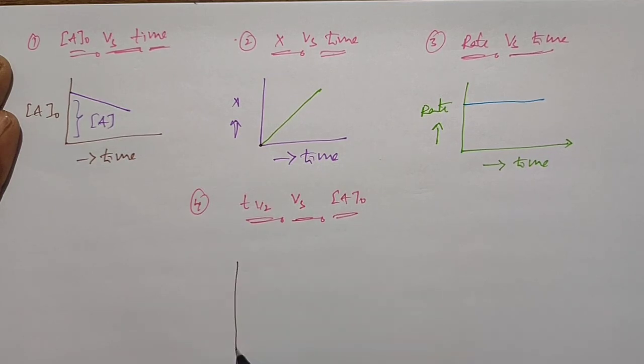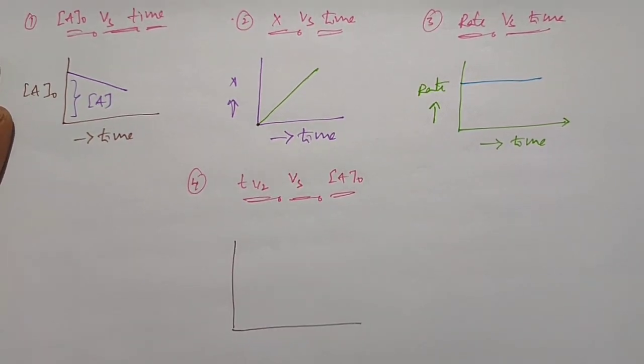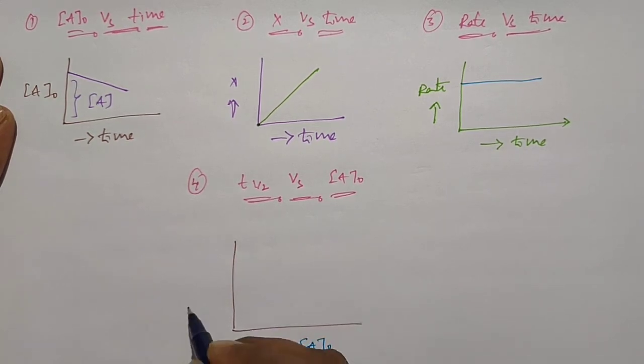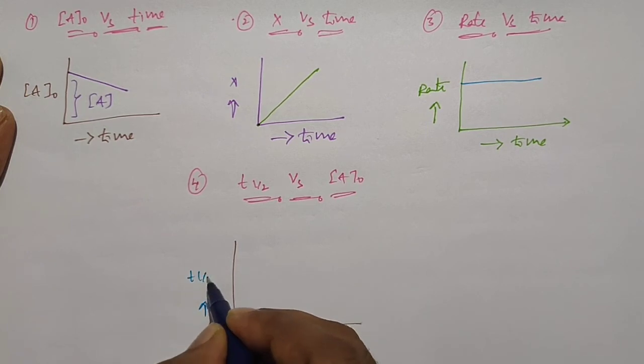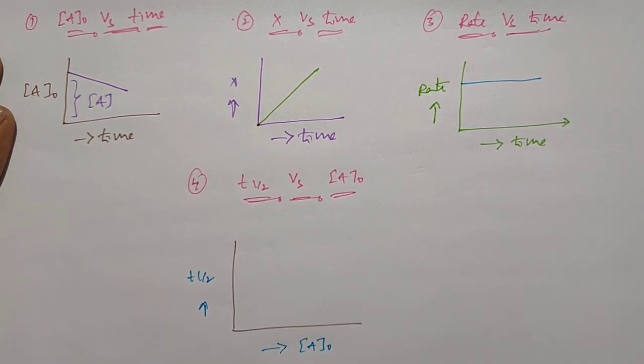This is the graph. Here on the x-axis I take the initial concentration, on the y-axis I take the half-life period. Then we get a straight line passing through the origin. So these are the few graphs based on the zero order reaction.